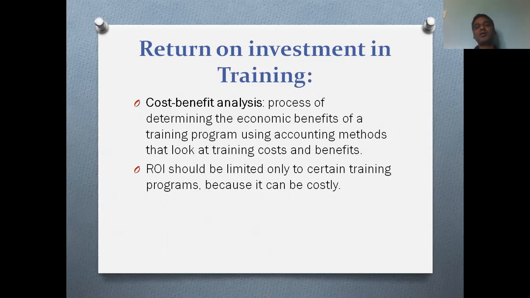Then coming to the return on investment on training, you can find out the return on investment also, and you have cost benefit analysis, where you can find out the economic benefits of the training programs by using different accounting methods. That looks at the costs and benefits: what are the different costs involved, what are the benefits you get. Return on investment is also a method by which you can find out the effectiveness of the training program. So what is the investment made on the training program, and what is the increase in sales, productivity, etc. Based on that, you can find out the return on investment.